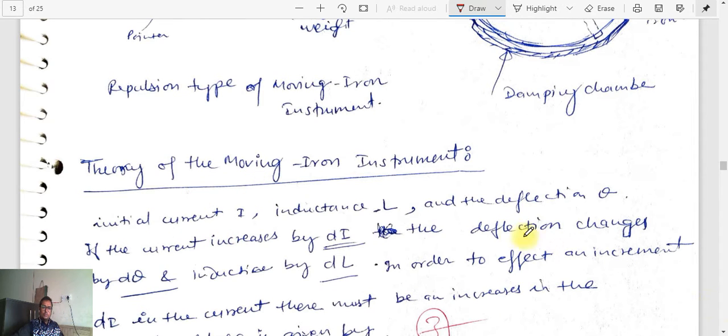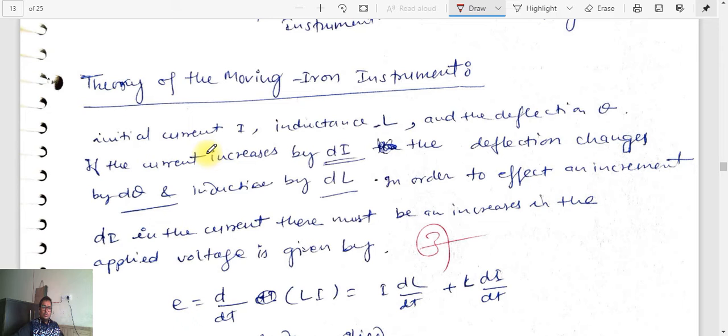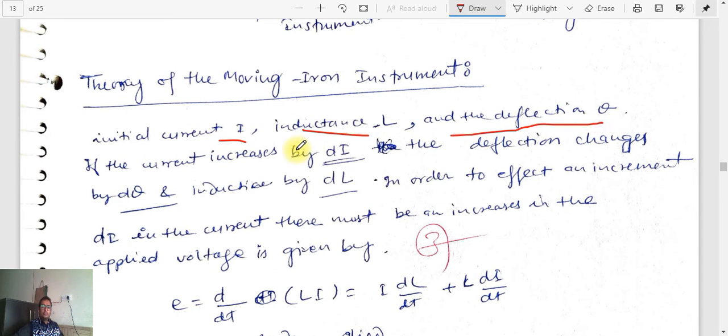What is the theory of the moving iron instrument? Initially, current I, inductance L, and the deflection theta. If the current increases by di, a small amount, the deflection changes by d theta, and the inductance changes by dL, the small portion.